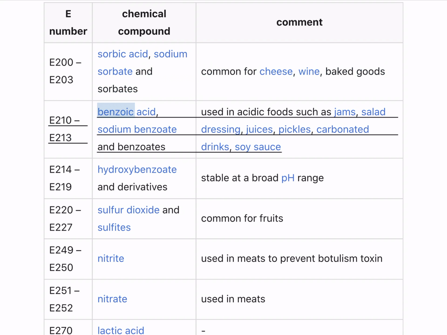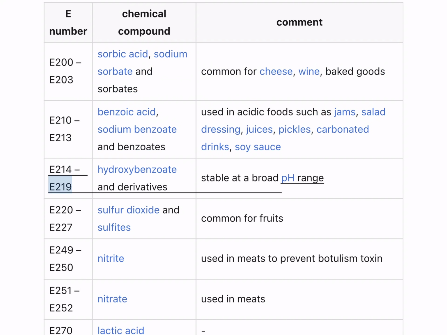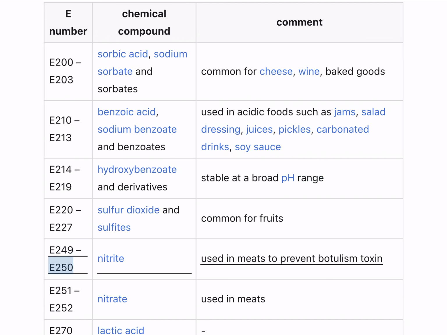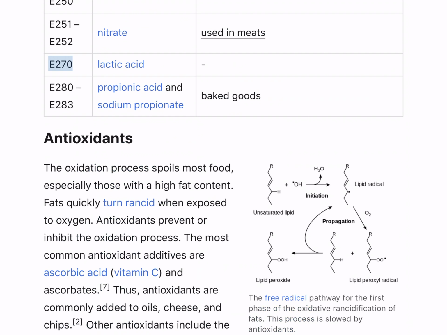E210, E213, benzoic acid, sodium benzoate and benzoates, used in acidic foods such as jams, salad dressing, juices, pickles, carbonated drinks, soy sauce. E214, E219, hydroxybenzoate and derivatives, stable at a broad pH range. E220, E227, sulfur dioxide and sulfites, common for fruits. E249, E250, nitrite, used in meats to prevent botulism toxin. E251, E252, nitrate, used in meats. E270, lactic acid. E280, E283, propionic acid and sodium propionate.